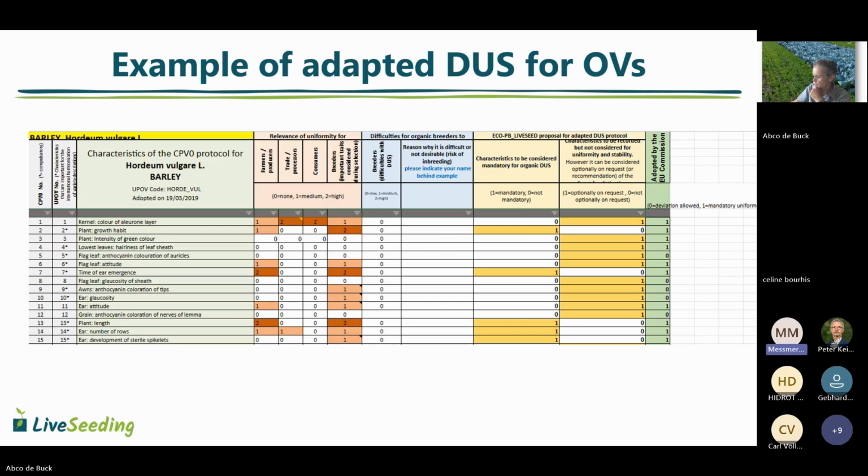Yeah, I guess if we talk about off types and this 10 or 20% that has been put in the draft text, we also need to say for how many characteristics that is, because we don't want to have a real off type, like a plant that is totally different from the rest. So we could say maybe you might have 10% off types in maximum 10% of the characteristics, something like that.